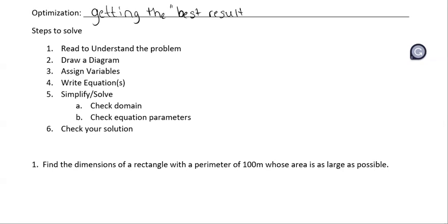And by best result, sometimes that would mean the maximum. Sometimes it would mean a minimum. It just depends on the question and it depends on what we're looking for. Depending on the situation, we could be looking for a maximum. In another situation, we could be looking for a minimum. So when we're looking at optimization, we're looking at finding the maximum and minimum values within given constraints.